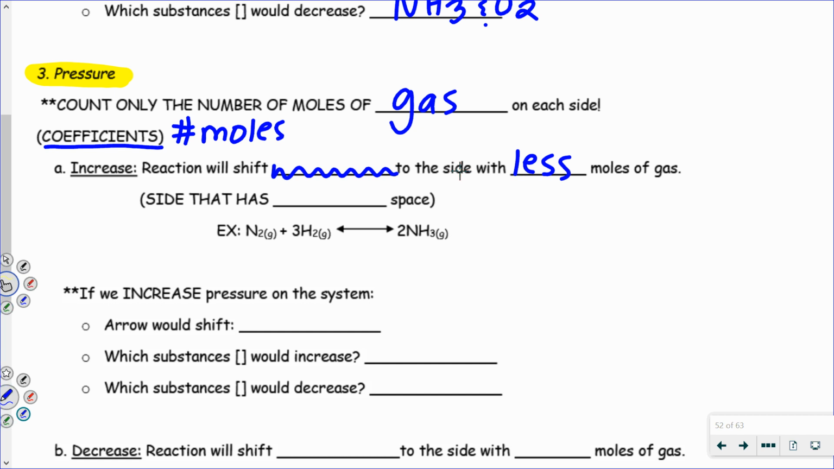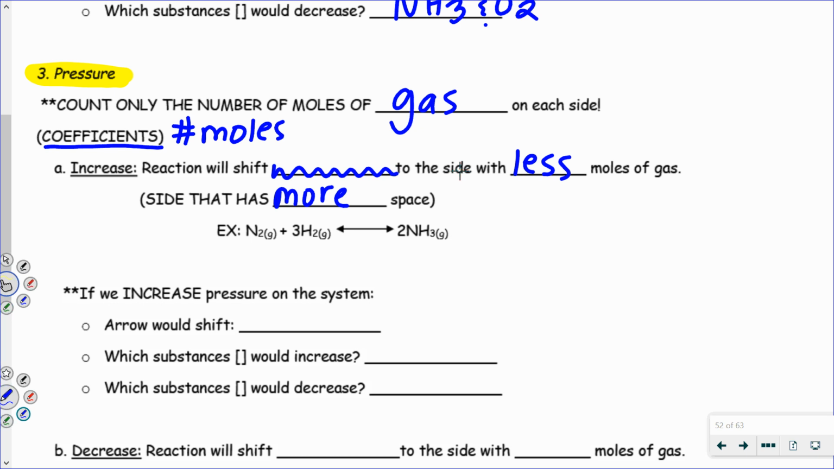This is the side that has more space. So think about it this way. If the room is closing in and getting smaller and smaller, you're going to want to go to where there's less people, right? Meaning more space. So let's take a look at this reaction right here. We've got N2 gas plus 3H2 gas, and then we have our double-sided arrow, and we've got 2NH3 gas.